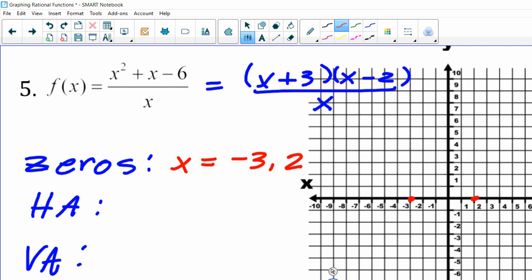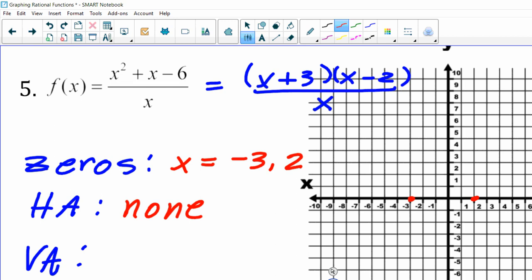Your horizontal asymptotes come from comparing the degrees of the top and the bottom. What's the degree of the top? 2. What's the degree of the bottom? 1. What's your horizontal asymptote? There is none. If the degree of the top is bigger than the degree of the bottom, there isn't one. So we don't have a horizontal asymptote. Please, when you're doing these, refer back to your notes. Refer back to that little booklet.